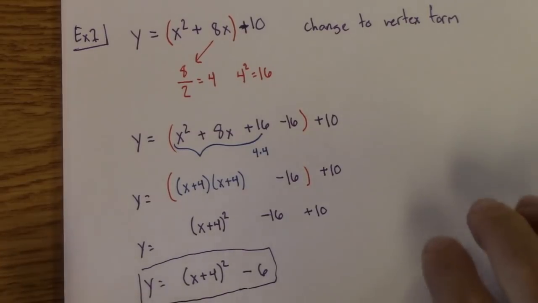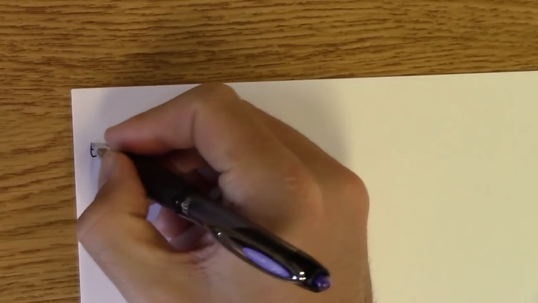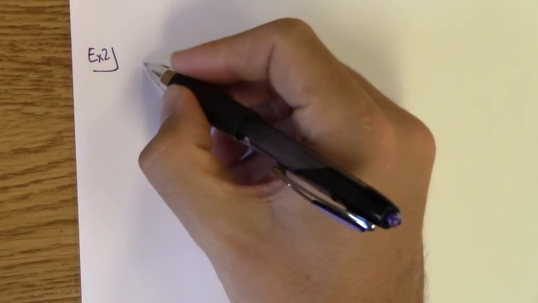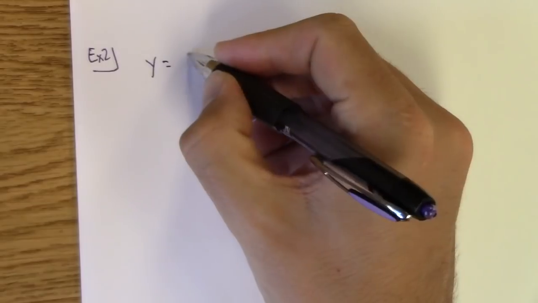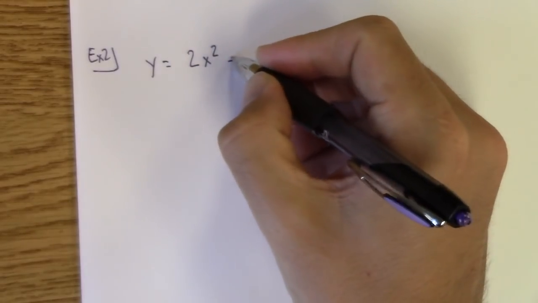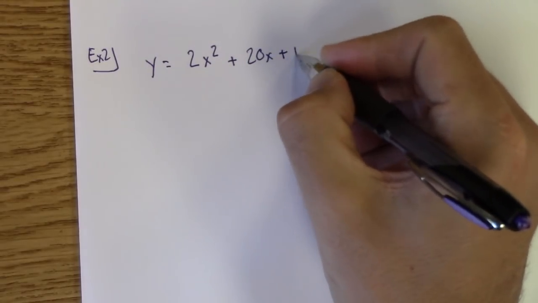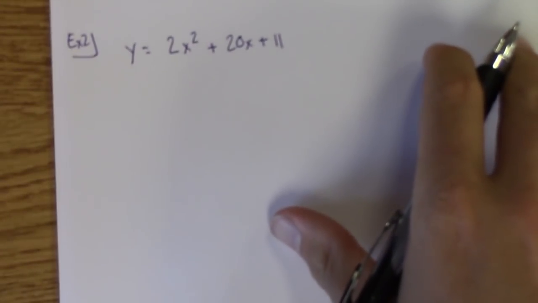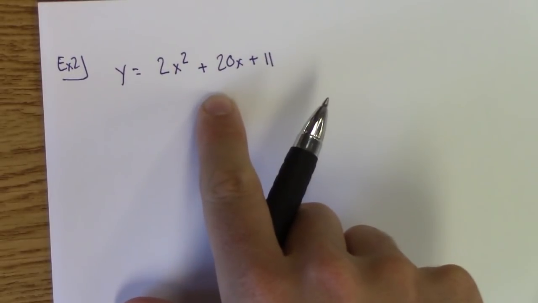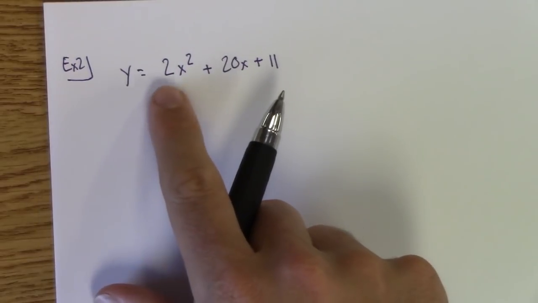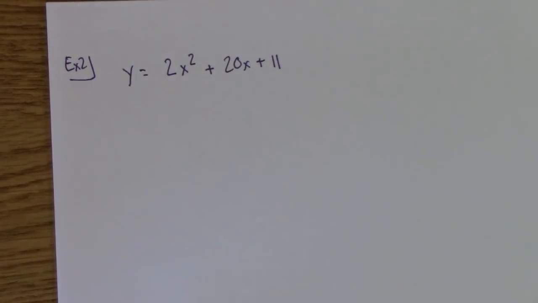We're going to take a look at one more, and this time I'm going to throw a 2 in front. So let's go on to example 2. Same idea, but consider this. Y equals 2x squared plus 20x plus 11. Okay? Same idea. We want to turn this into vertex or graphing form. But we've got this 2 in front, and that's going to come into play.